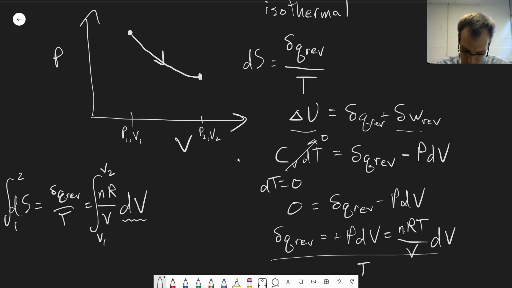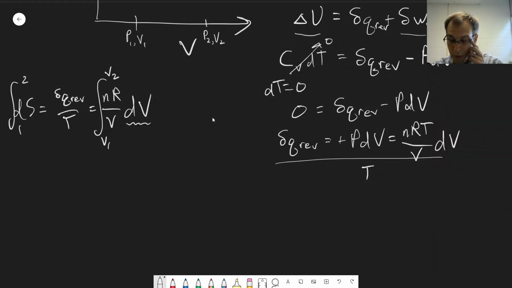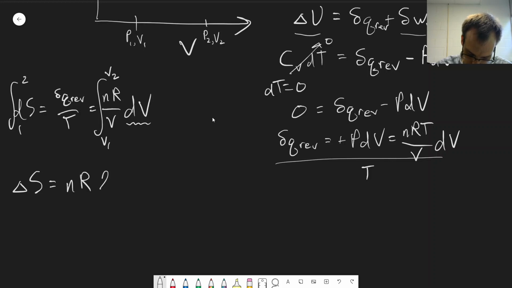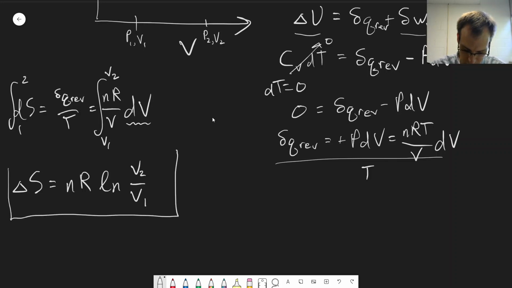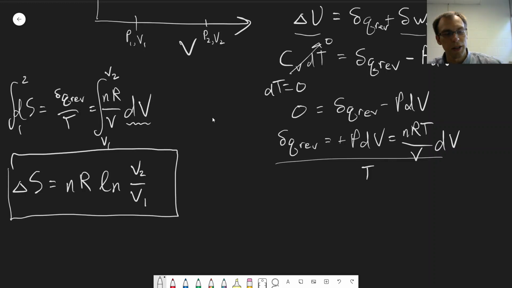And so that is a pretty simple integral to do. We've seen this one a few times now. The integral of 1 over x is log of x. So we'll get delta S is equal to nR log V2 over V1. And that gives us our expression for an isothermal process, what the change in entropy is for that process.